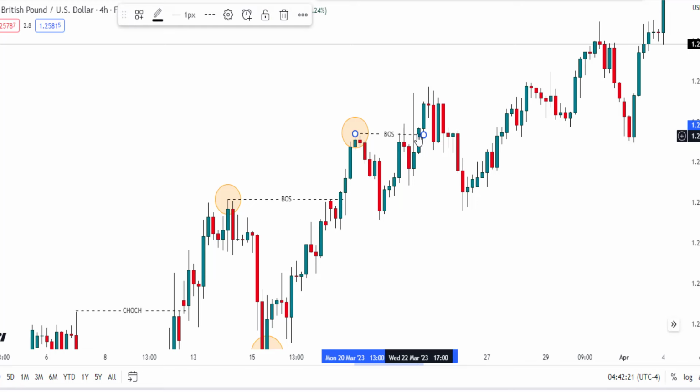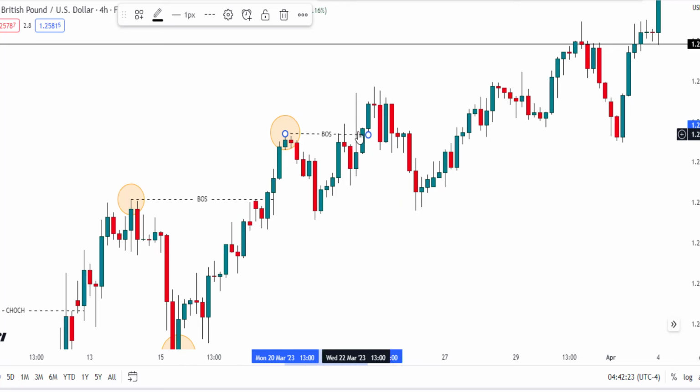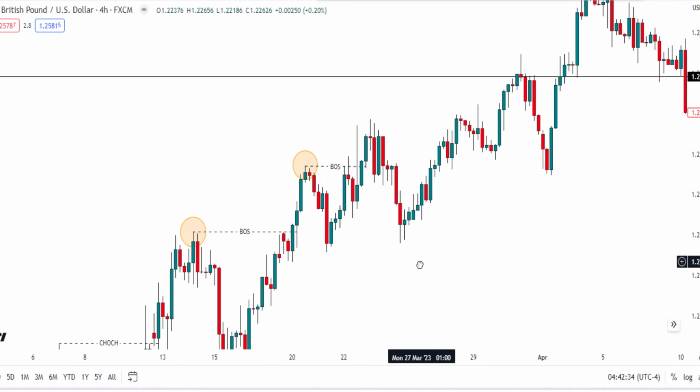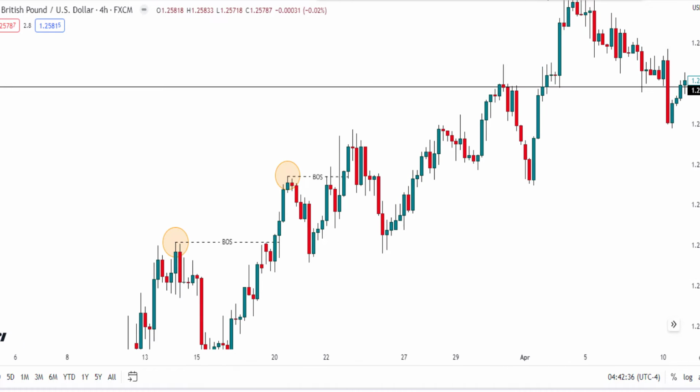Here, where you see this body of the candle closed outside this line. So this is the very basic of market structure, okay? So whenever you see that, you should be able to take notice of that. And then we formed a new range. This is it.